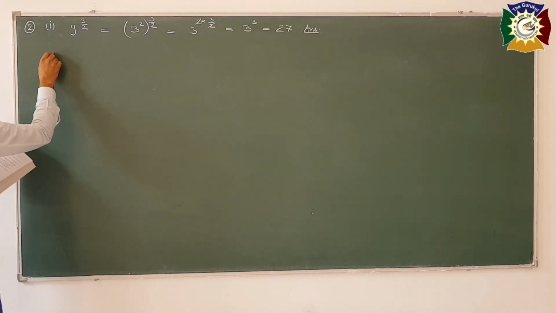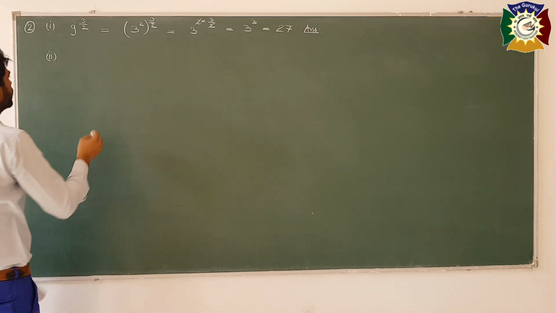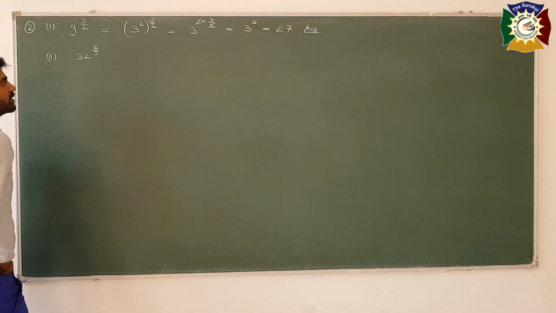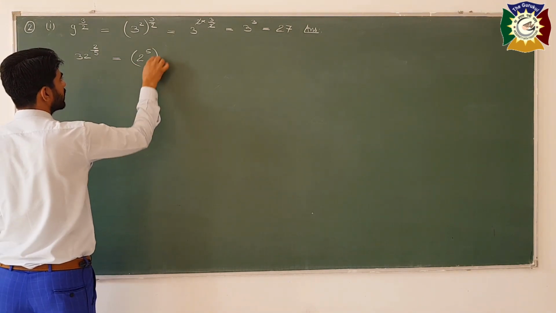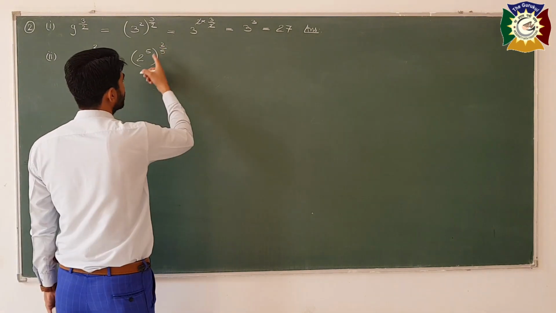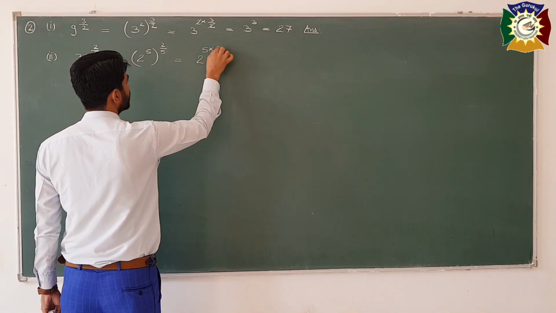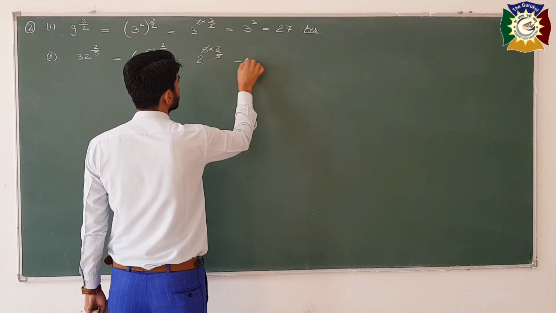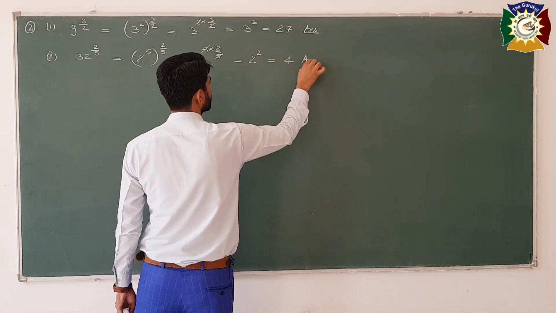Then part 2 we have 32 to the power 2 by 5. So we can write this as 2 to the power 5 whole to the power 2 by 5. Again, power to the power, it will get multiplied, 2 to the power 5 multiplied 2 by 5. 5 will get cancelled. It is equal to 2 to the power 2, which is equal to 4. This is the answer.